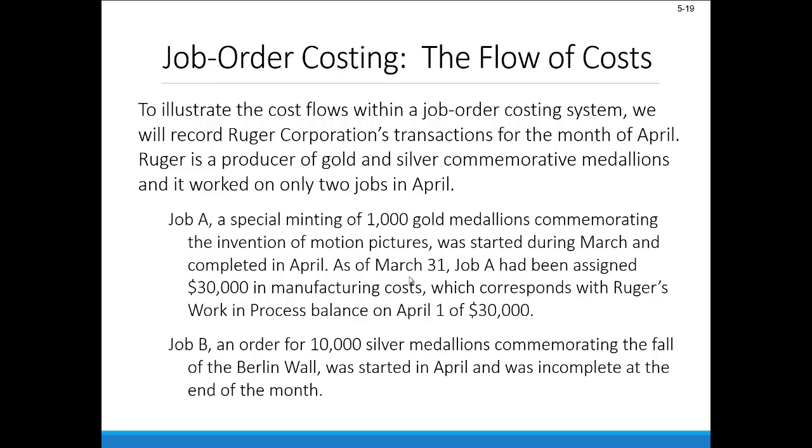As of March 31st, this job had been assigned $30,000 in manufacturing costs in total, which corresponds with Ruger's work in process balance on April 1st of $30,000. Job B was an order for 10,000 silver medallions commemorating the fall of the Berlin Wall and was started in April, incomplete at the end of the month. So it's still showing up in work in process at the end of April.